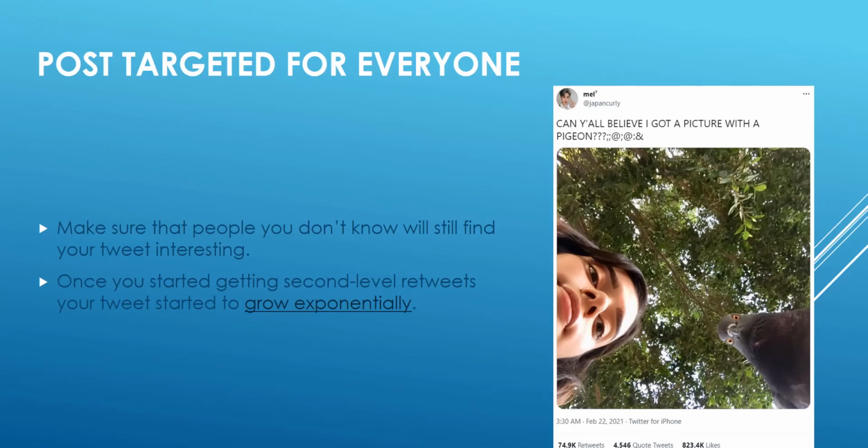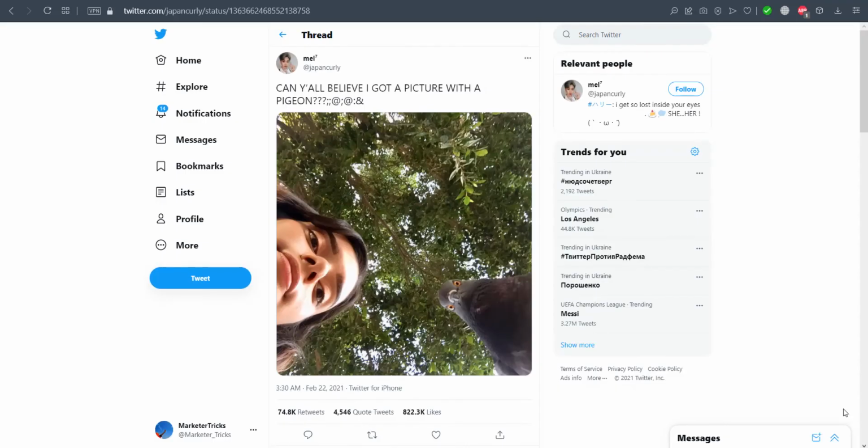Once you start getting second-level retweets, your tweet starts to grow exponentially. The reason for this is that the tweet is no longer just for your niche group of followers. It means that your tweet also has mass appeal. People outside of your network could relate and could find the content shareable. Here the main success of this publication is due to its special look and sense of humor. And of course, a successful hit is due to the target audience and publication time, as well as a large number of initial retweets.